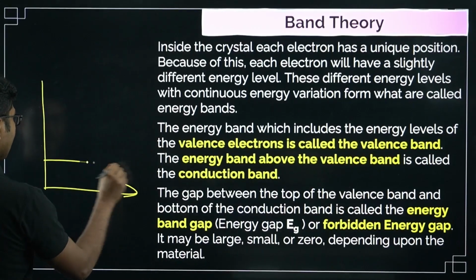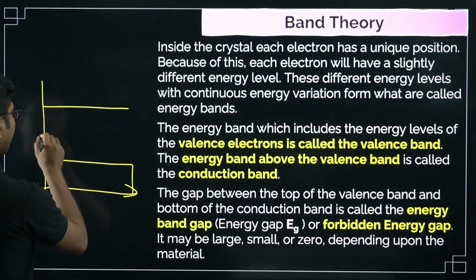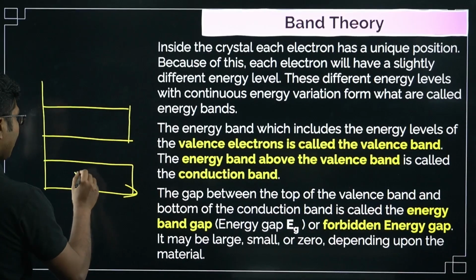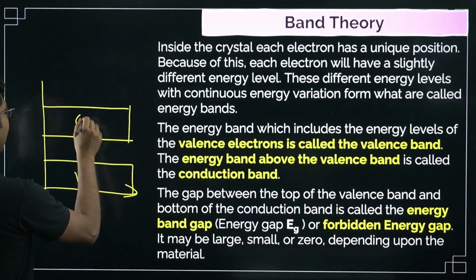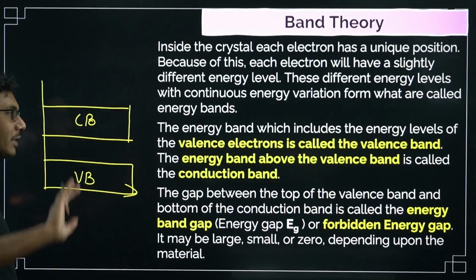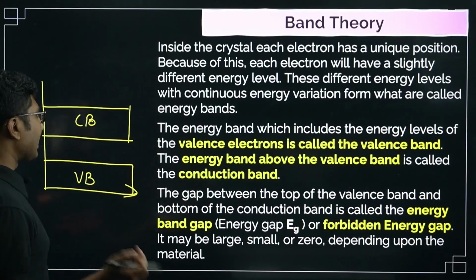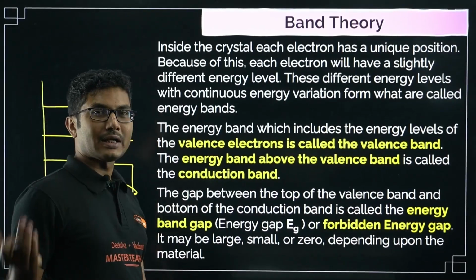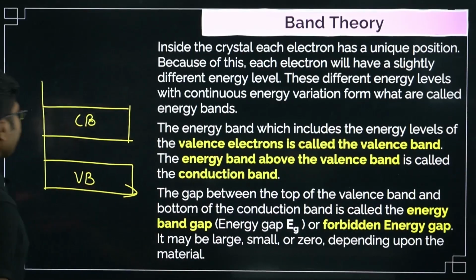So this is the valence band, this is the conduction band, this is the valence band, this is the conduction band. Energy is one level up. There are other energy levels below also, but we are not interested in that. In semiconductor physics, only the valence band and conduction band are sufficient. Now, the energy gap.